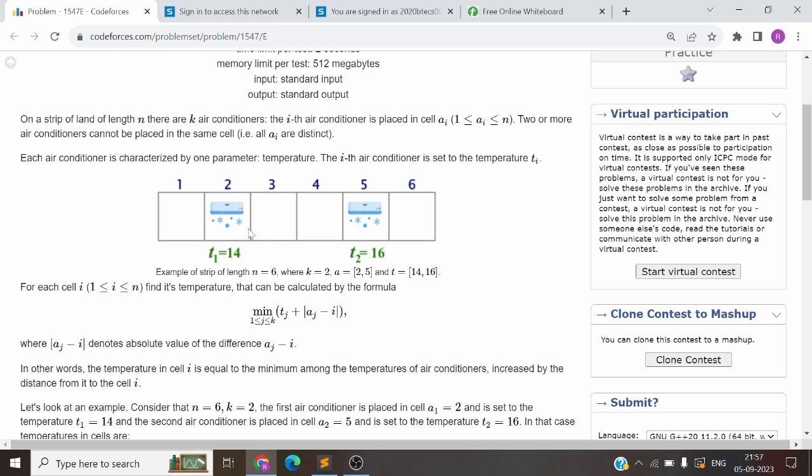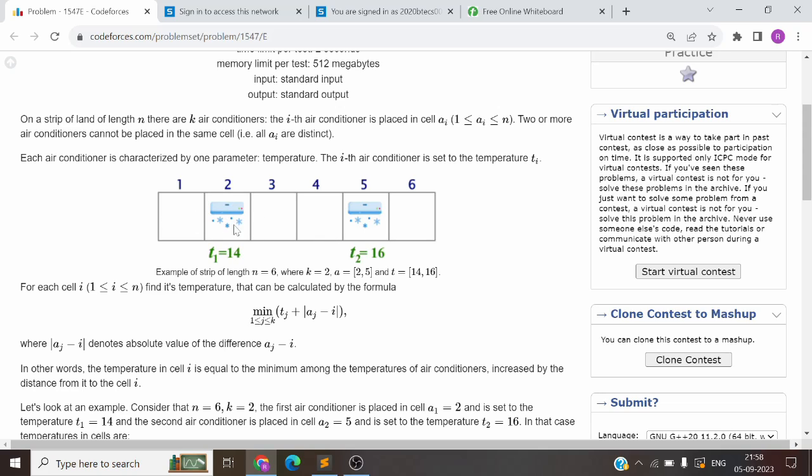Now each air conditioner is at a particular temperature. This one is at 14, this one is at 16. So the air conditioner's temperature is set to 14, and in this case it is set to 6. Now what has been asked is that we have to find, at each cell, the minimum temperature. How do you define the minimum temperature? The temperature of a cell is the sum of the temperature of an air conditioner and the distance between them.